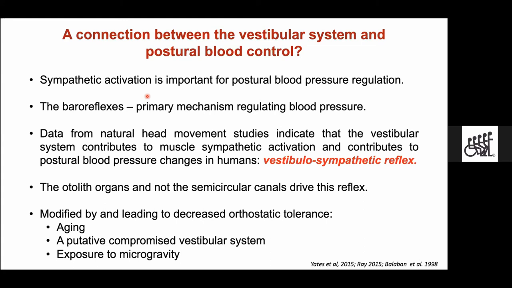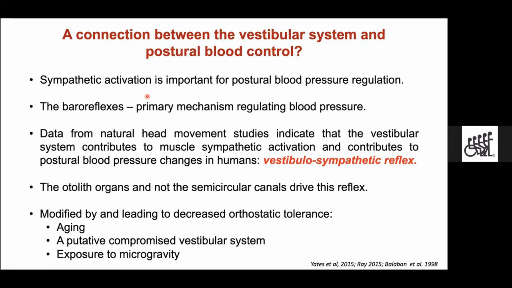It's been hypothesized, based on previous research and previous studies, the majority of them coming from human data, that the otolith organs, the ones that are responsible for sensing gravity and linear accelerations, drive this reflex and not the semicircular canals. And I'm going to show you data from Darian's research that shows that that's actually not really true.